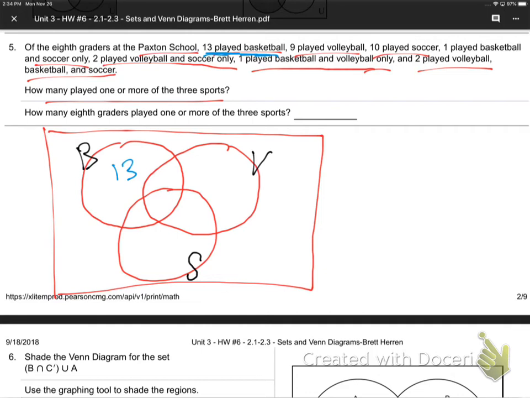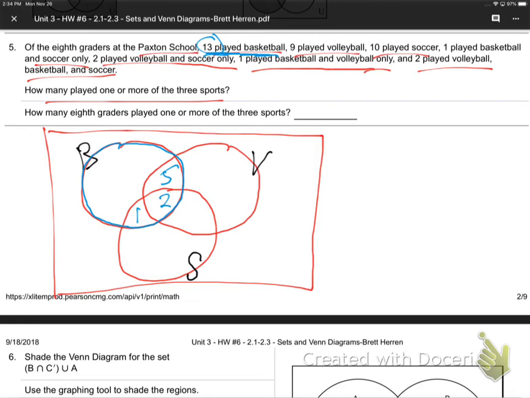Why is that wrong? Well, because that means there's 13 in the whole B circle. I don't know, there's 13 right here. What if there's 5 over here and 2 here and 1 there? Then there's got to be way less than 13, because there's got to be 13 total in the B circle. Right? That's what they're saying. In the whole basketball circle, there's 13, which has 4 separate regions in the big B circle. So I can't just pop a 13 right there in the B only section.